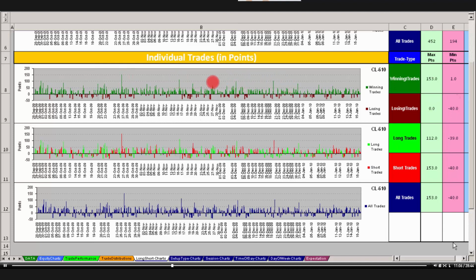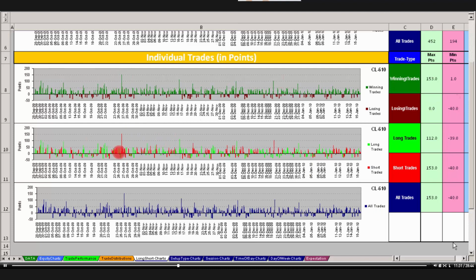It's always great to get those big winning trades, but what you'll notice is most of the trades cluster around some level. Notice also that the losing trades are cut short, and that's the type of thing we want to see in a good trading system, that those losing trades are cut short, but those winning trades are allowed to run a little bit. The next chart down looks at the long trades versus the short trades.